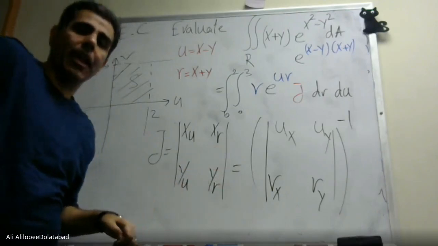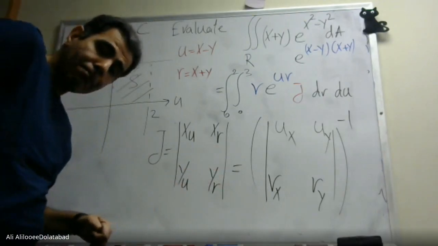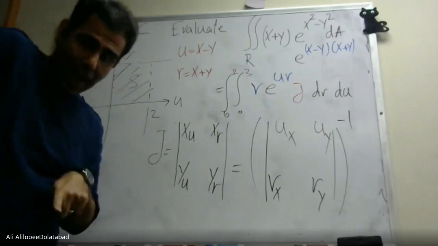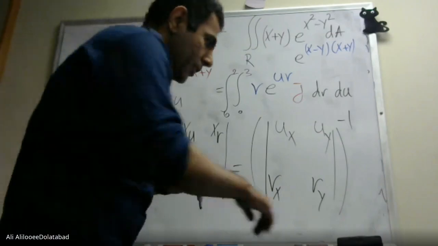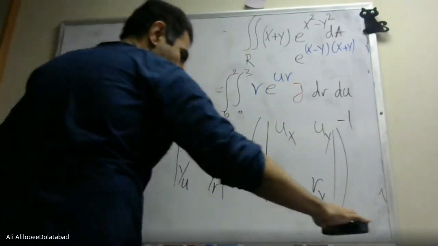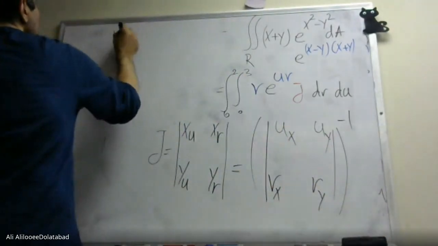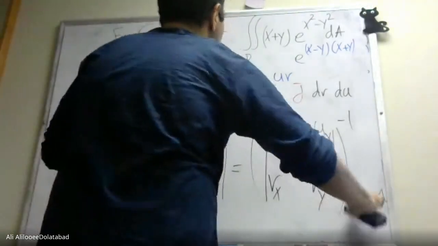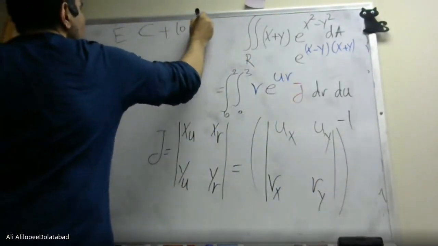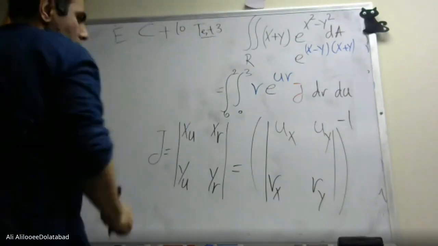No, it is not clear. If somebody can prove this for test number 3, I will add 10 points to this student's test number 3. Then we have this extra credit. This is not for everyone, for sure. This is for people who want to think a little bit more. Then 10 points to test 3.